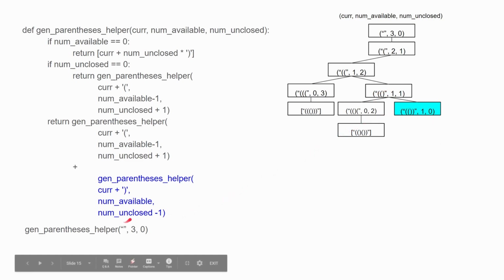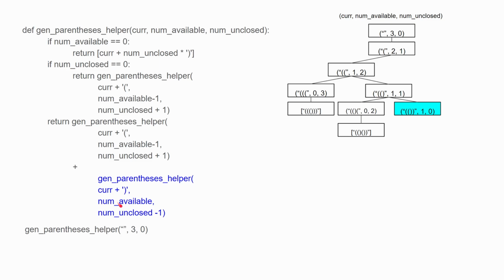So I'll add a right bracket, and then number variable stays the same because it's not using a single left bracket, and number enclosed decrements because it's closing one of the open left brackets. And because of that, number variable is not 0 and number enclosed is 0. It will have to add a left bracket, so number variable decrements and number enclosed increments.